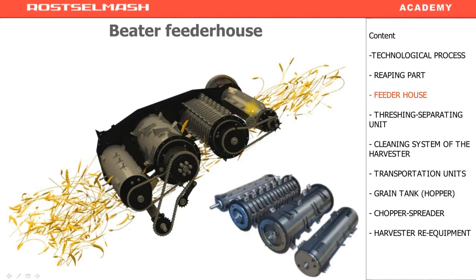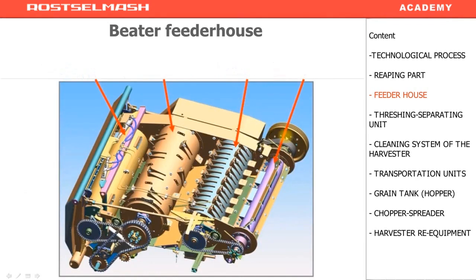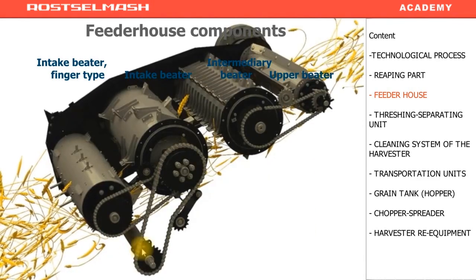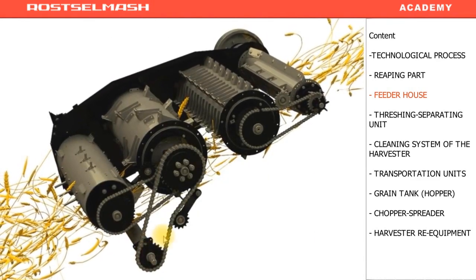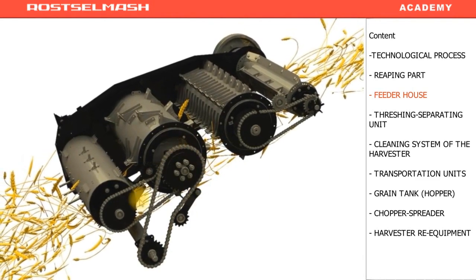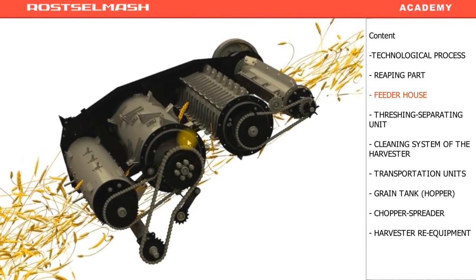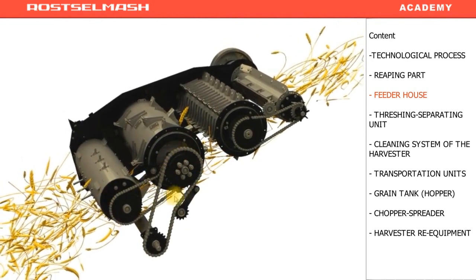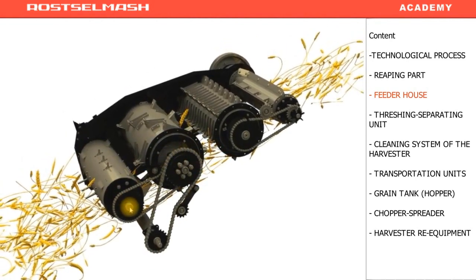On the upper beater shaft, there is a small pulley. The belt drive connects the small pulley with the lower shaft. This shaft and the intake beater are connected with a chain drive. The intake beater is connected with an intake finger beater by a chain drive as well.